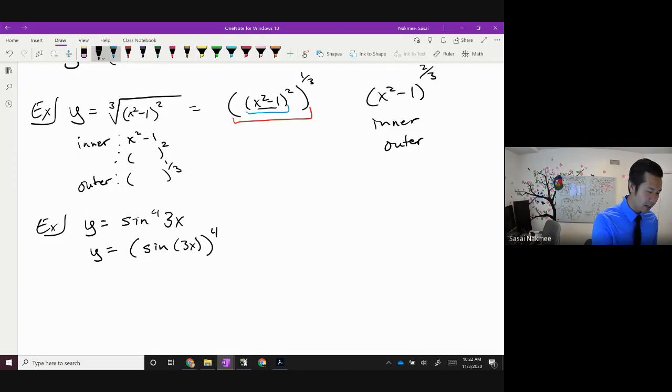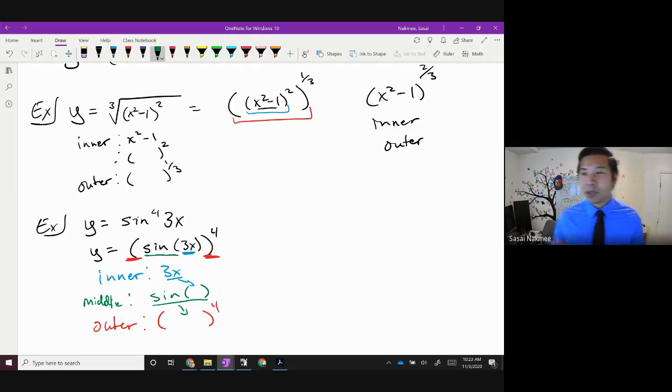And I hope you guys can break this down. Let's go piece by piece. The innermost function is 3x. The outermost function is some stuff being raised to the 4th power. Well, what about the part that's in the middle? That's this guy right here. I'd say we call that just the middle function. And the middle function in this case is sine of some stuff. The 3x goes into here, and then the sine of the 3x goes into there.